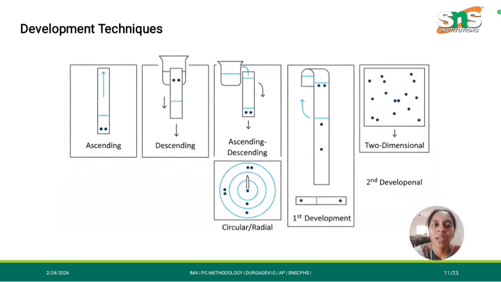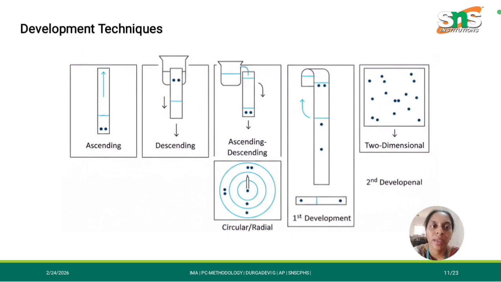The development techniques can be classified into ascending, descending, circular or radial, and first and second development. The ascending technique is like normal paper chromatography, where you keep the mobile phase in the chamber and the paper is kept immersed in that mobile phase. It travels against gravity. In the descending technique, the buffer or mobile phase is kept at the top and the paper is hung down from the chamber, where the development takes place towards gravity.